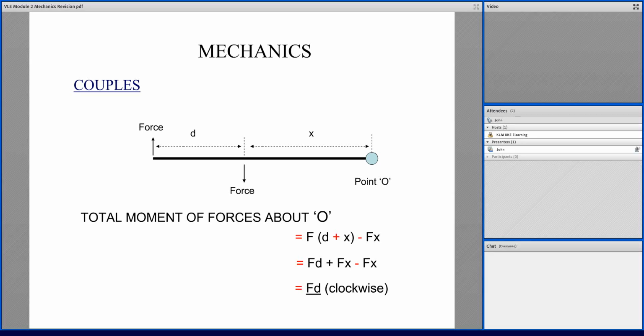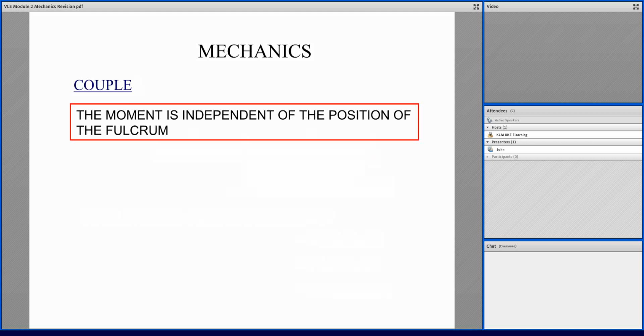So what we can say then is that for our couple, regardless of where it is acting, the moment of the couple relies only on the distance between the two forces, which are acting in opposite directions but are parallel to each other. As I've already said, the moment is independent of the position of the fulcrum. The moment is only dependent upon the distance between the two forces, acting parallel but in opposite directions.